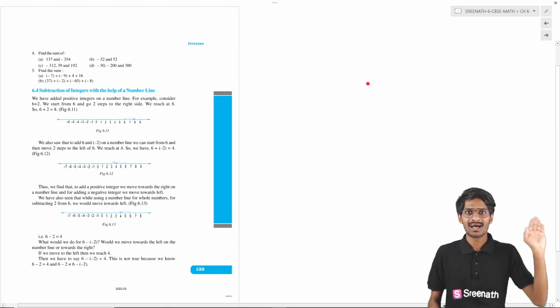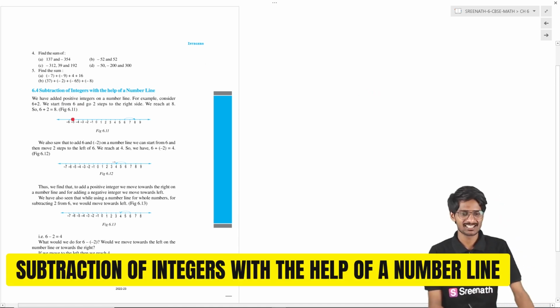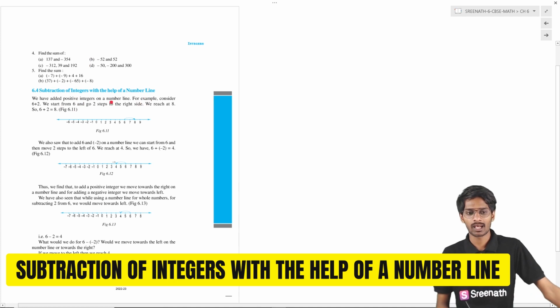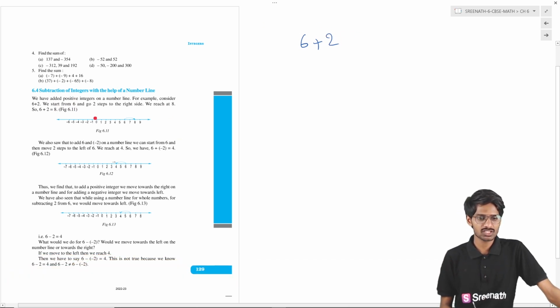That's it, students. Hi students, now we will discuss how to subtract integers with the help of a number line. So basically what we have done, students, if you want to add 6 and 2, what we do in the number line? First from the origin you go to 6, and from 6 we move to the right side. You will get 2 steps, 6 to the right side, and get the answer plus 8.